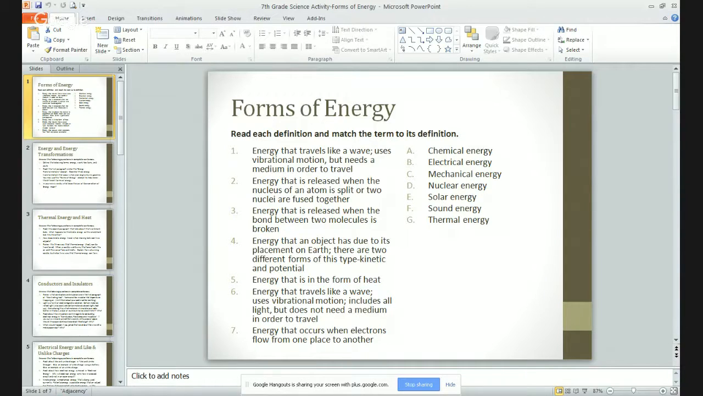Number 5, energy that is in the form of heat. That's thermal energy, letter G. Number 6, energy that travels like a wave. It uses vibrational motion. It includes light, but it doesn't need a medium in order to travel. So it doesn't need air. It can travel through empty space, and that would be E, solar energy, or light energy.